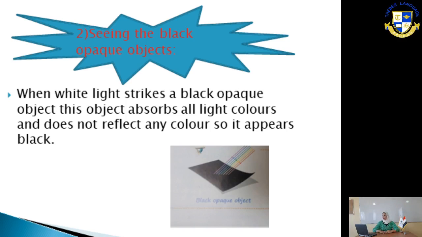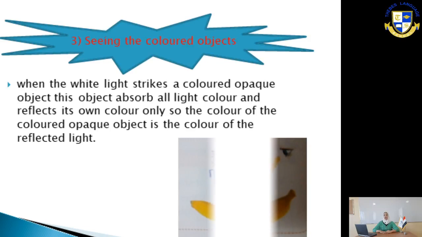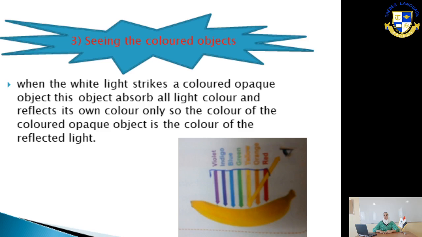Slide 6. Seeing colored opaque objects. The colored opaque object reflects its own color, so when white light falls on a yellow banana, we see it in yellow color because it absorbs all light colors and only reflects its own color, yellow.